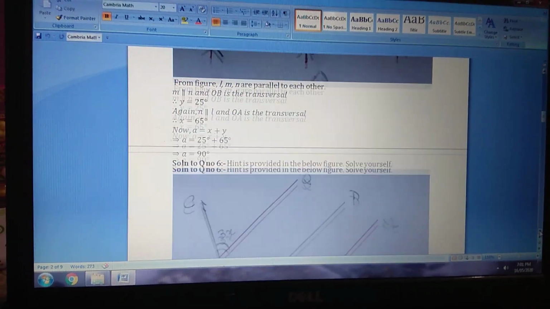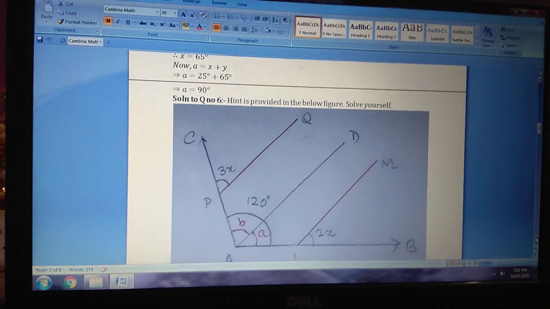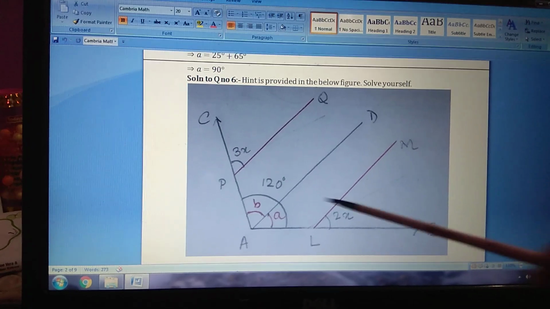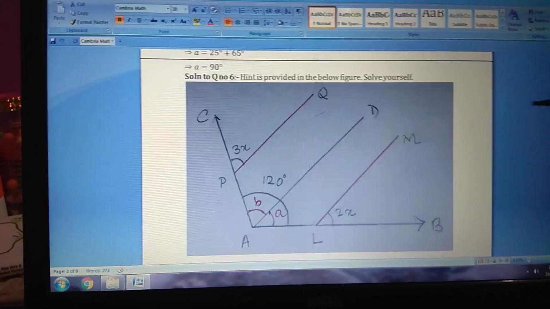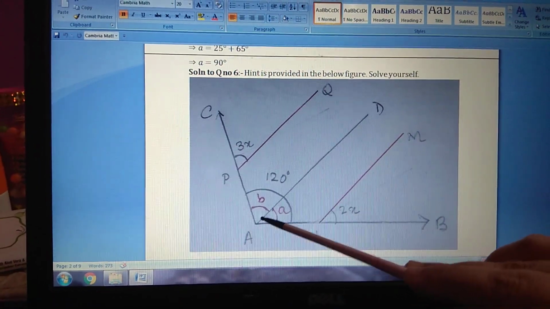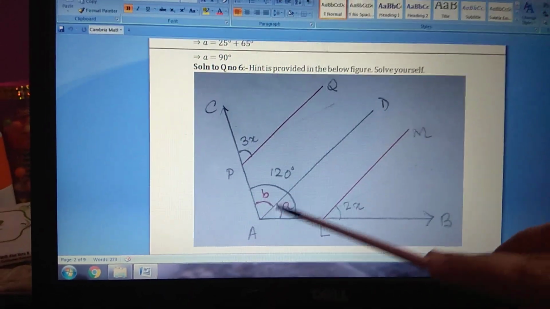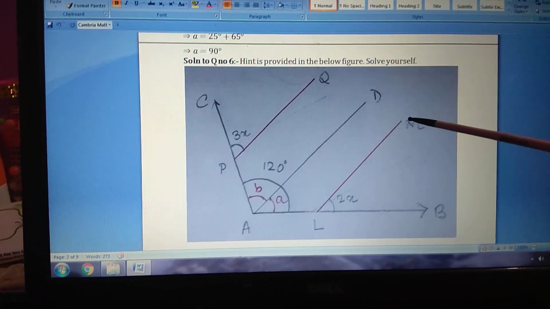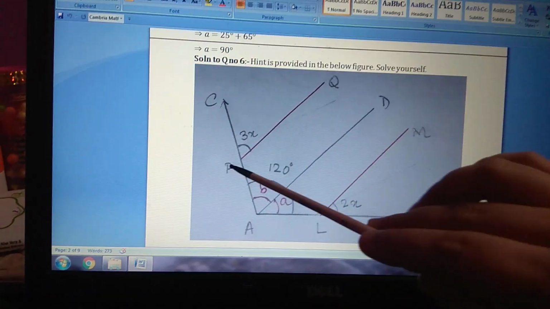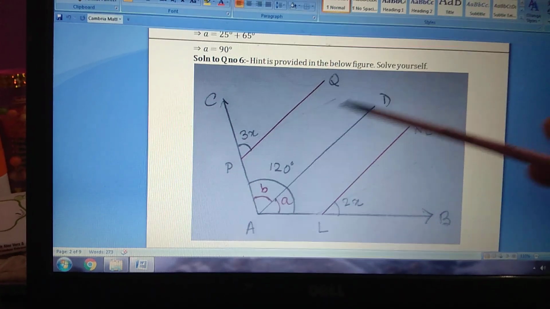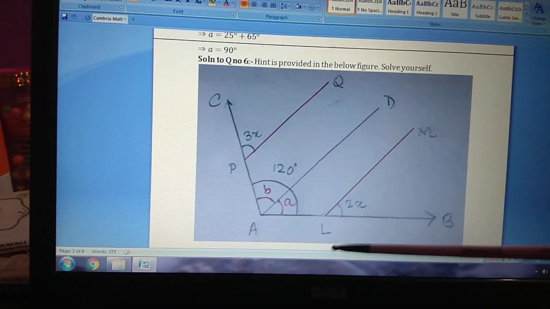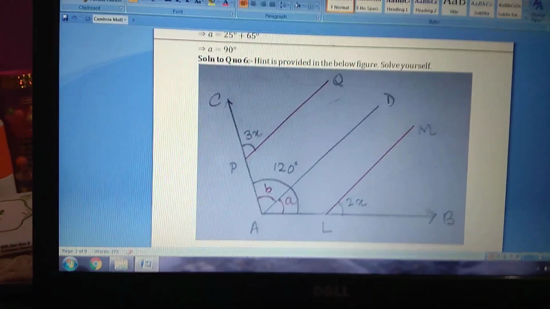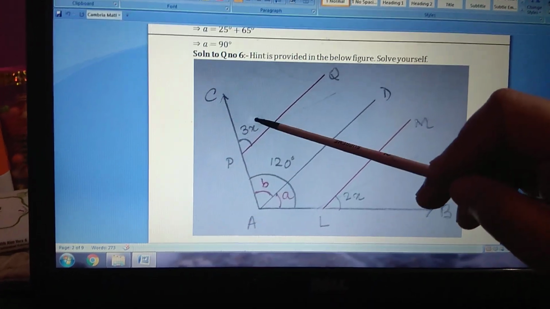Now, question number 6. If you match the figure with the book, you will find that this line AD is not drawn. So we have drawn an additional line AD which is parallel to PQ and also parallel to LM. Now you see, PQ is parallel to AD and AC is the transversal. So B and 3x are corresponding angles. So B equals 3x.